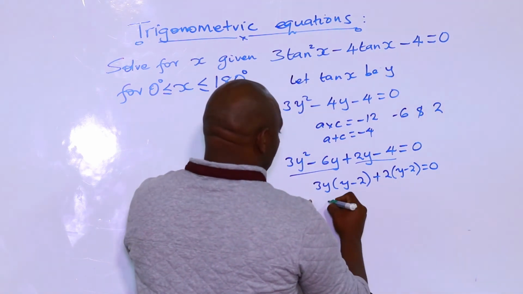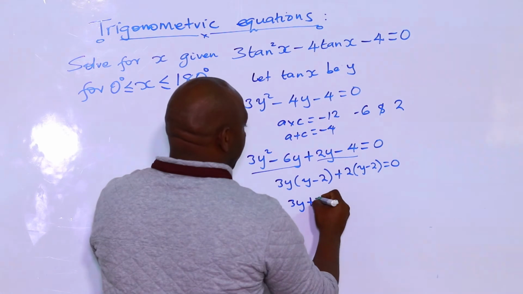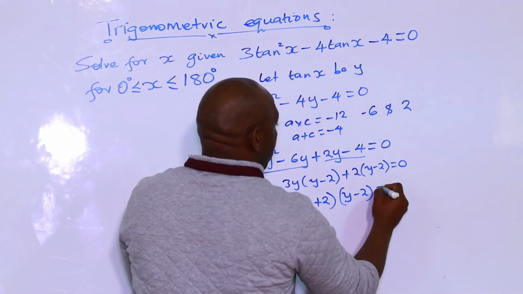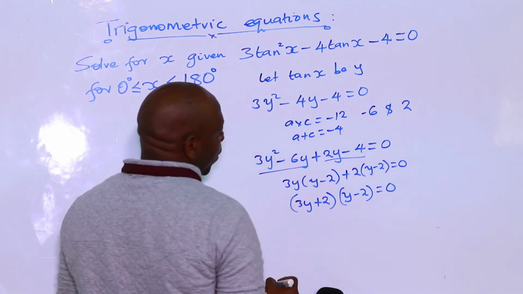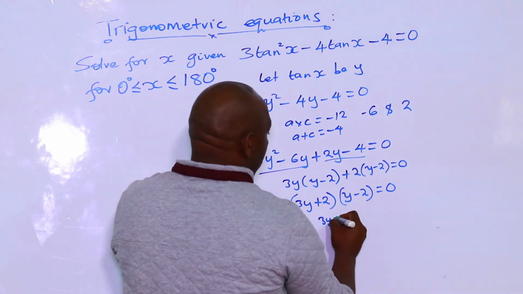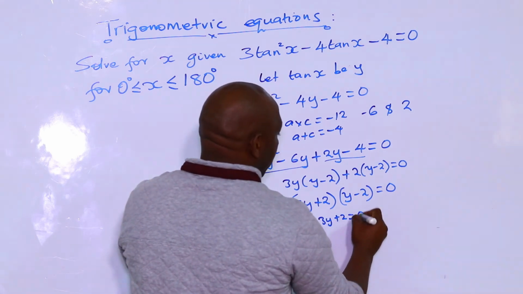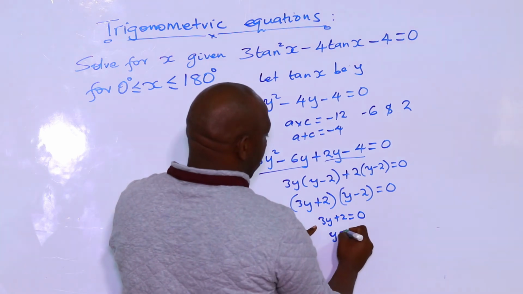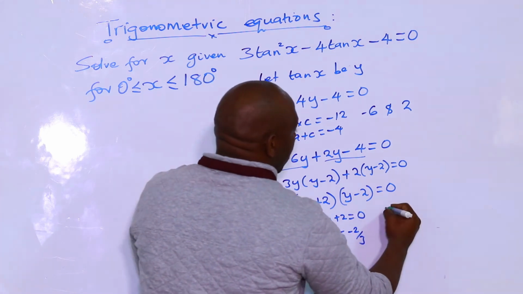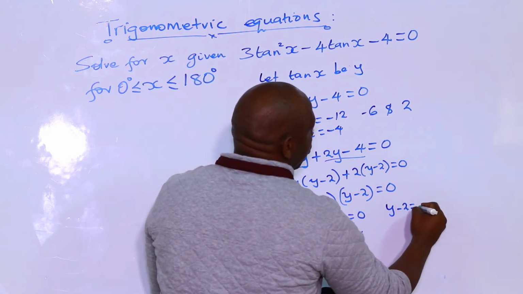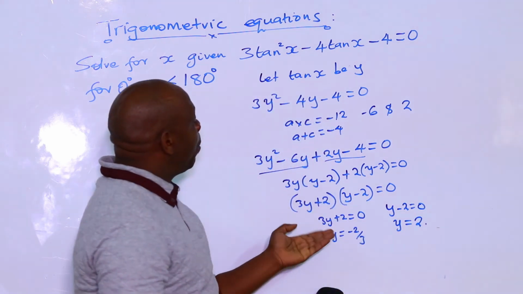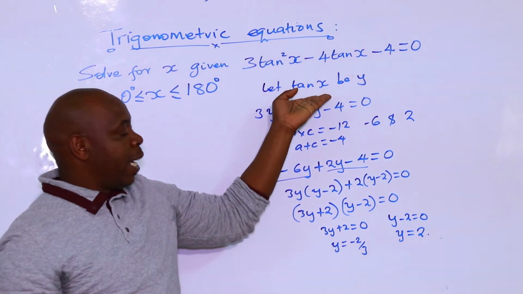If you group them, you have 3y plus 2, y minus 2 equals 0. And from there, you can see that the first value for y, 3y plus 2 equals 0, so y equals negative 2 over 3. The other value for y, y minus 2 equals 0, and therefore y is equal to 2. Remember, you are looking for the value of x and not y.